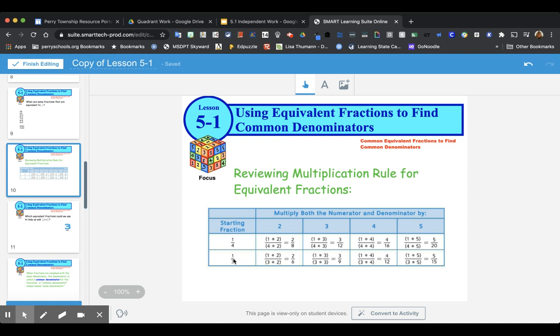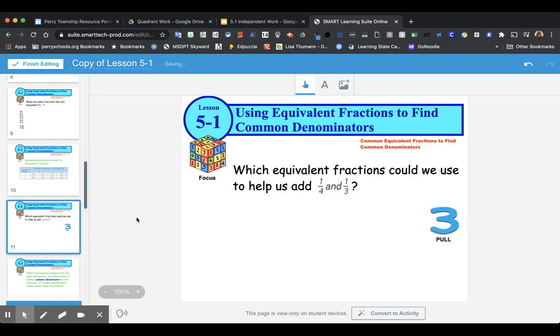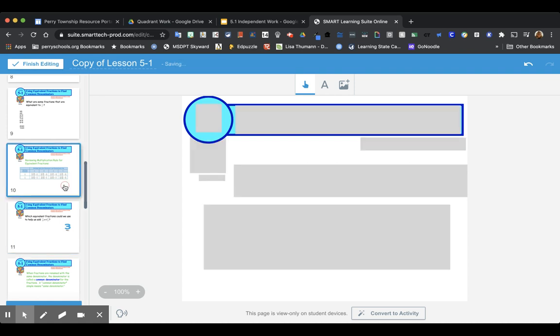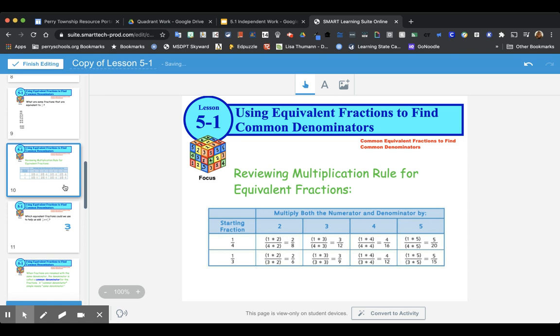We did the same thing for 1/3. So 1/3 times 2/2 is 2/6. We did it for 3, 4, and 5. So you can see 1/3 is equivalent to 3/9, 4/12, and 5/15. Which equivalent fractions could we use to help us add 1/4 and 1/3? Take a look back at this. Which fractions could we use to add these two numbers?